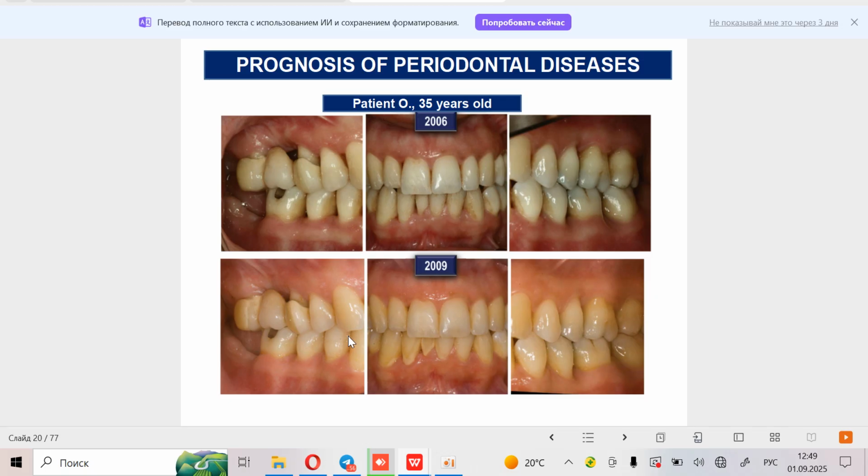You can see the clinical case of the periodontal tissue in a patient 35 years old. You can see the poor condition of periodontal tissue, and this woman has no periodontal treatment. Without periodontal treatment, without regular courses. And now you can see a progression of the pathological process in the periodontal tissue. Of course, this is a poor prognosis.